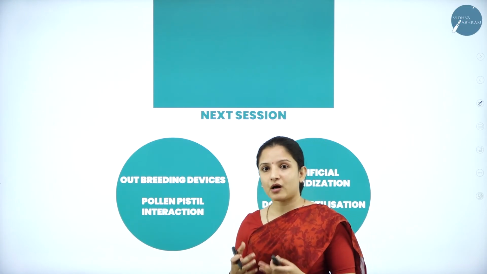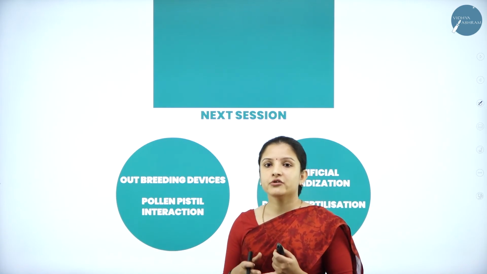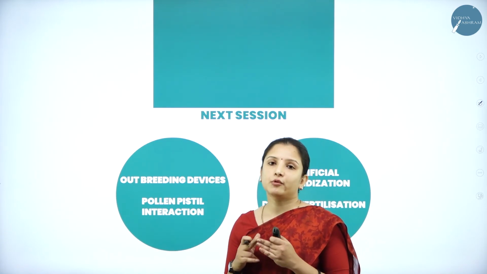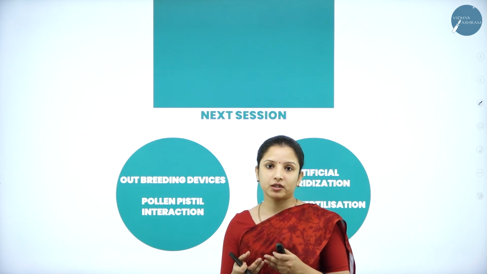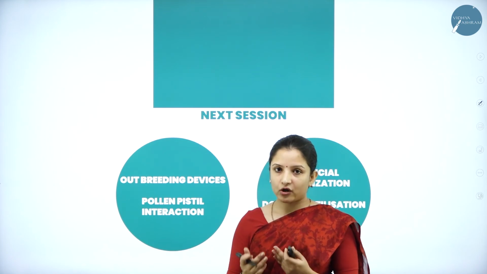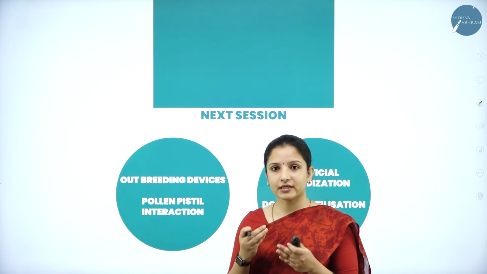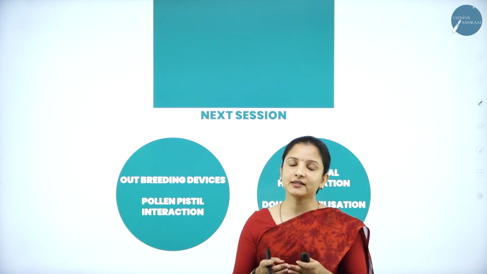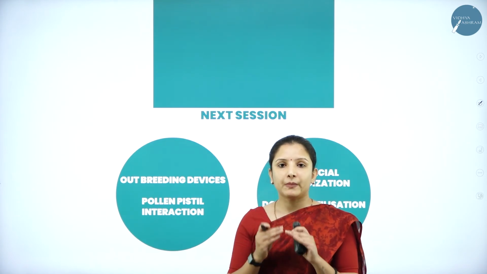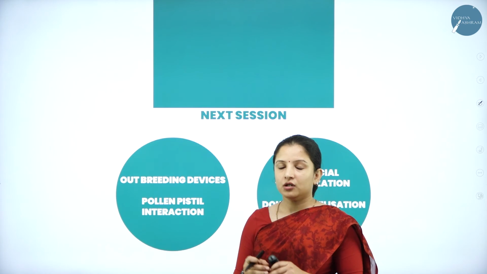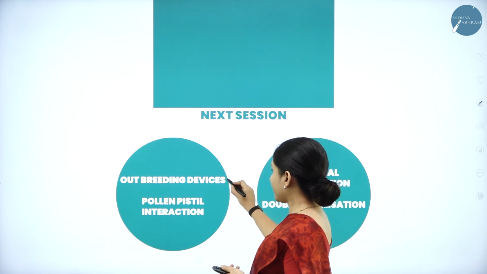So you studied the different kinds of pollination, that is, xenogamy, geitonogamy, and autogamy. You also learned the different agents of pollination, wherein you studied the biotic agent, that is pollination by insects, and the abiotic agents, that is pollination by wind and water. In the coming session, we shall discuss the outbreeding devices.